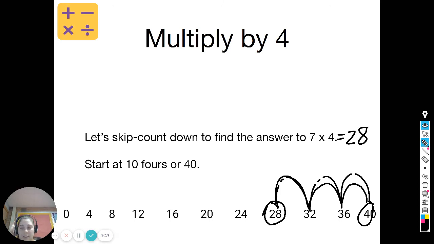Now, it seems kind of silly counting up and counting back, but really what we're doing is we're trying to find a problem that we know easily and get to another answer without having to count all the way up 7 times, okay? So we're practicing that fluency.